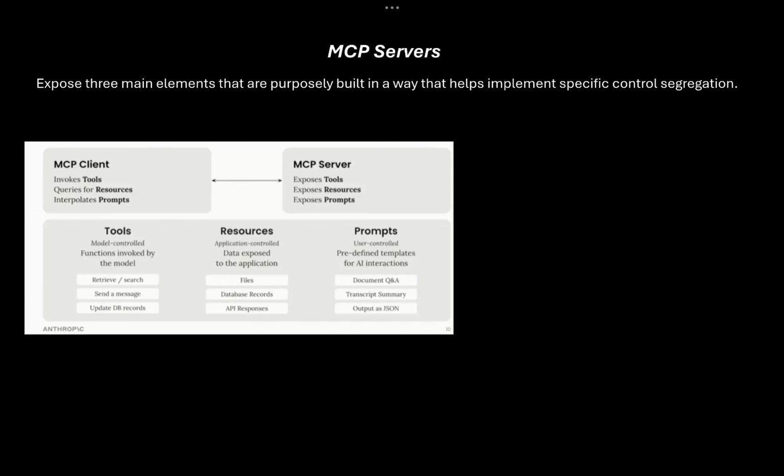Then we have the concept of resources. Resources are nothing but different types of data that can be used by the application, and which can give much richer context for the LLM to generate different types of responses, right? These resources are typically files, database records, or API responses, right? So the data is exposed to the application. As I mentioned, this is very application controlled. It is neither model controlled nor user controlled. This is very application controlled, right?